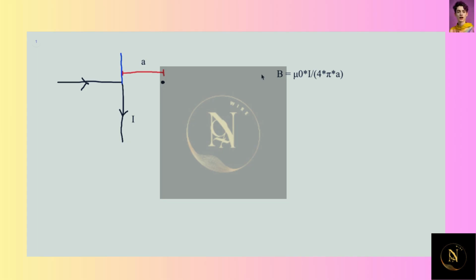Now thinking about the direction, we want to use the right-hand rule. Let's think about the current that's causing this magnetic field. It's pointing down. So if we point our thumb in the direction of the current and curl our fingers around, at this point over here our fingers are going to be pointing out of the page. So the direction of the magnetic field at this point will be out of the page.